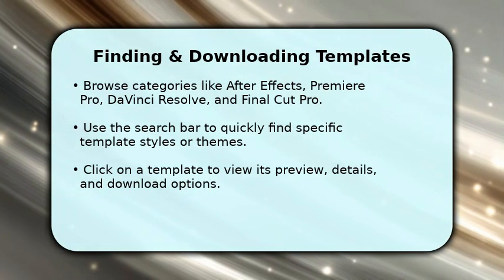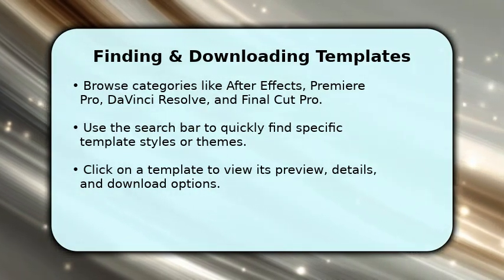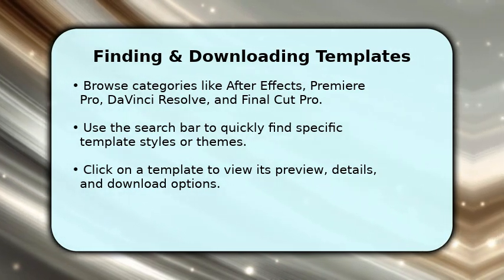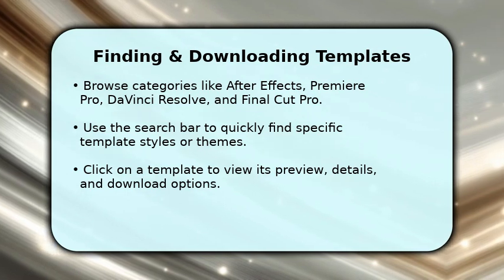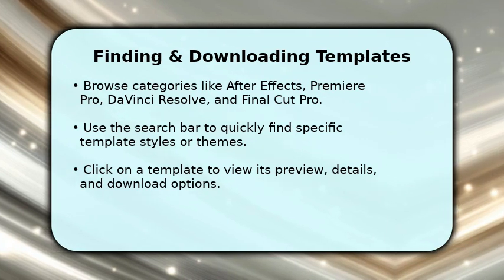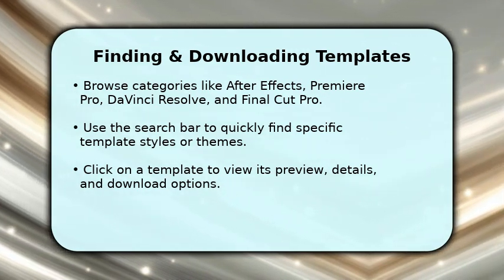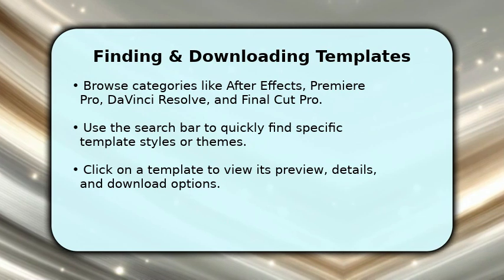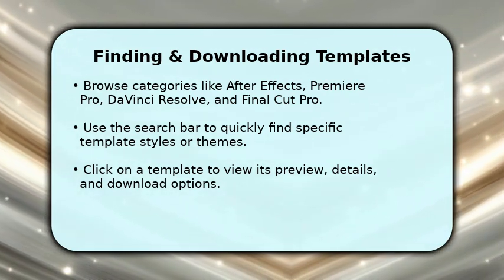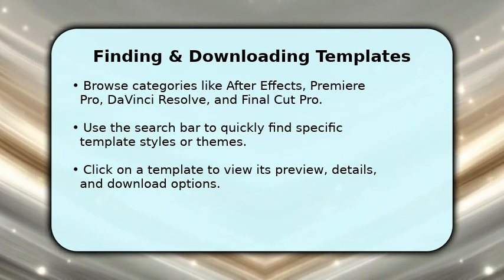Once you've found a template you like, click on its thumbnail to open the individual template page. Here, you can watch a full preview of the template in action, read a brief description, and check its compatibility with your editing software. Look for the prominent Download button, usually a green one, and click it to begin downloading the template file. Most templates are under 100 megabytes, ensuring a quick download.